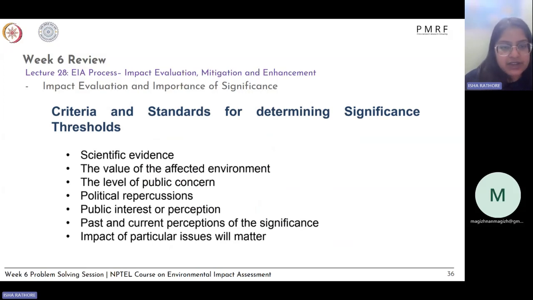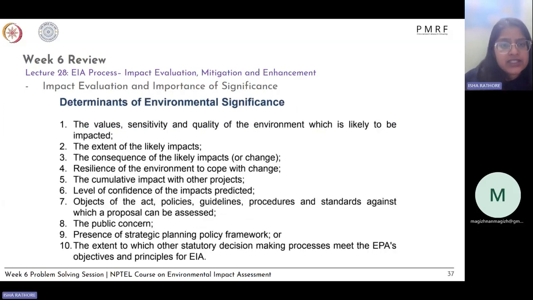These are based on scientific evidence, the value of the affected environment, level of public concern, political repercussions, public interest or perception. Past and current perceptions of the significance and impact of a particular issue will matter. Then there are certain determinants for determining the environmental significance.